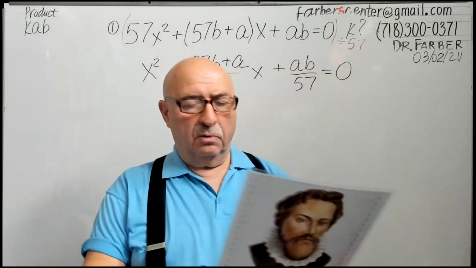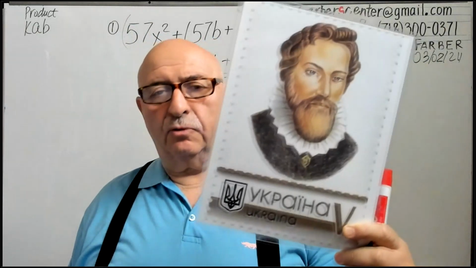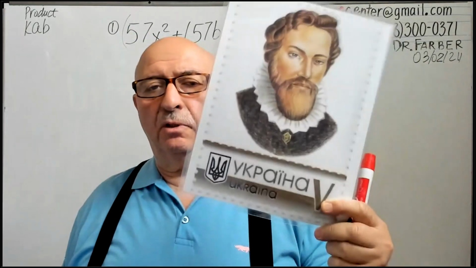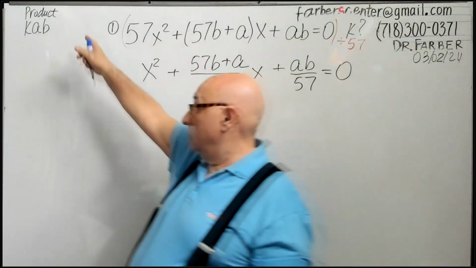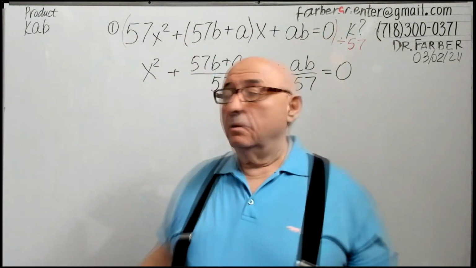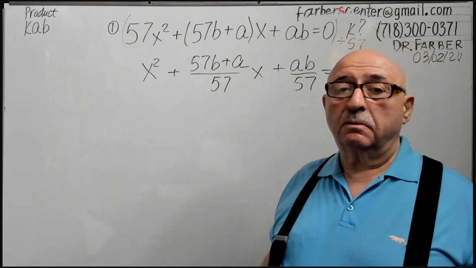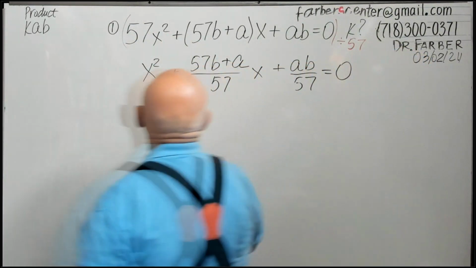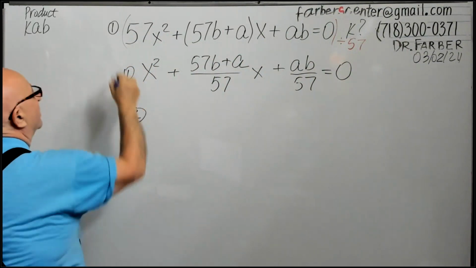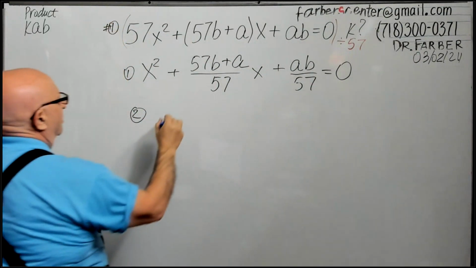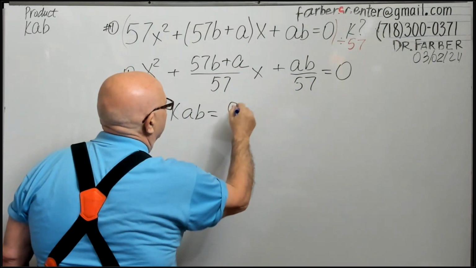Now, I remind you of this great mathematician. People send me this stamp. His name is Francois Vieta. In the 16th century, he created a theorem. According to this theorem, the product of roots equals the term without x. This was step number 1, and this is step number 2. So the product equals the term without x.